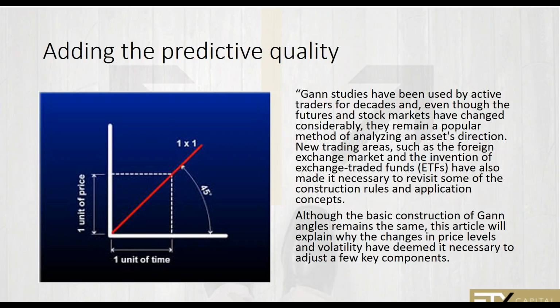Fibonacci levels help you see where a price should act and react to, but they don't tell you in time and space. They only tell you on price movement, where some give you a predictive nature. And Gann Fans fall in this category of predictive quality. Gann Fans have been used by active traders for decades, and even though the futures and stock market have changed considerably, they still remain a popular method of analyzing an asset's direction.